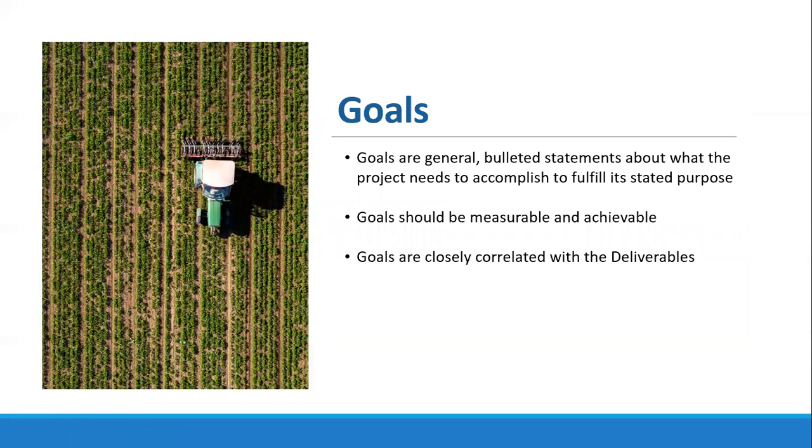All right, next, let's move on to goals. And if you remember, our goals, objectives, tasks, and deliverables are all pretty closely related, and they kind of form that pyramid structure we showed on the slide previously. So goals are the most broad of that pyramid structure. They're quite general, bulleted statements about what the project needs to accomplish to fulfill its stated purposes. They need to be measurable and achievable, and they should also be closely correlated with the deliverables as the goals flow through the objectives and tasks to achieve those deliverables.